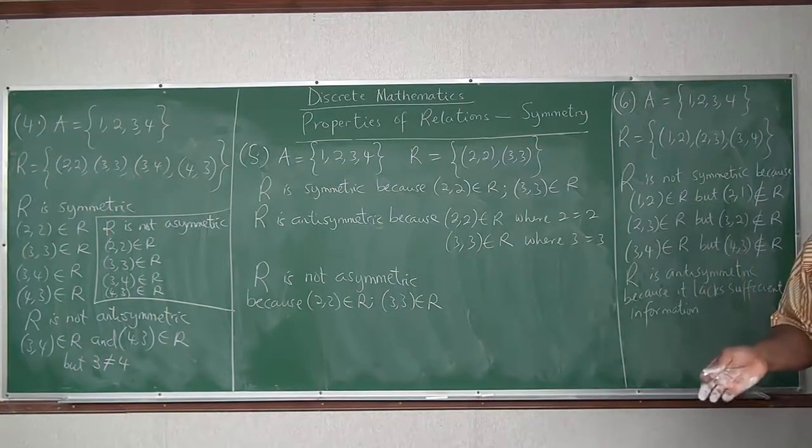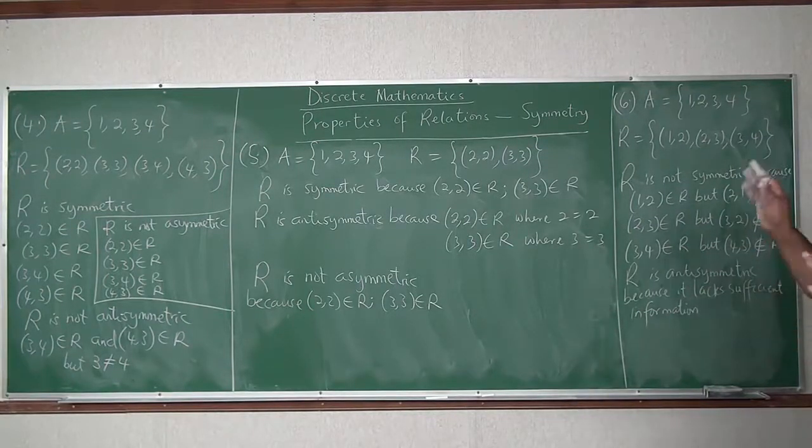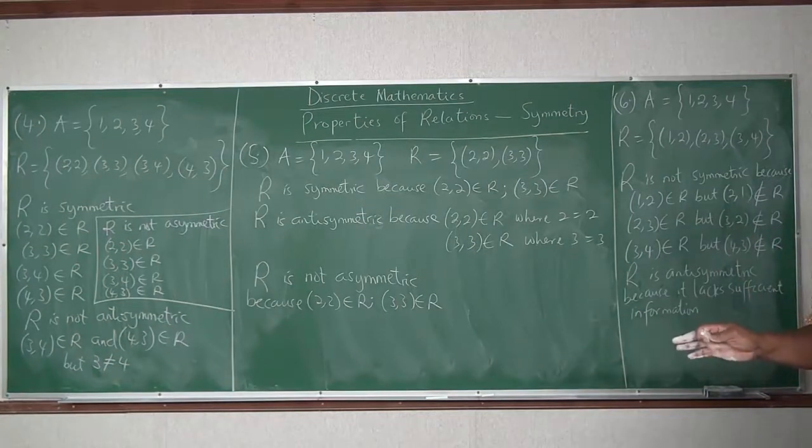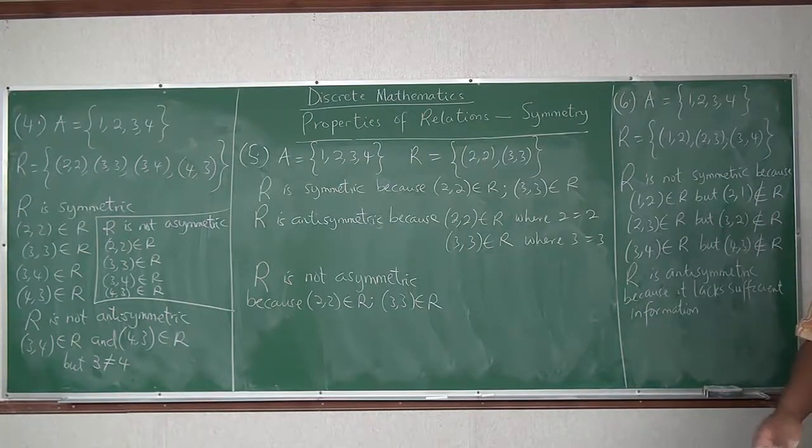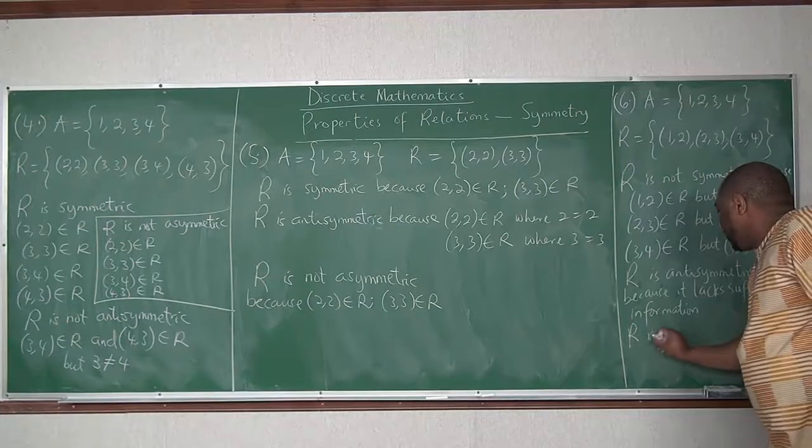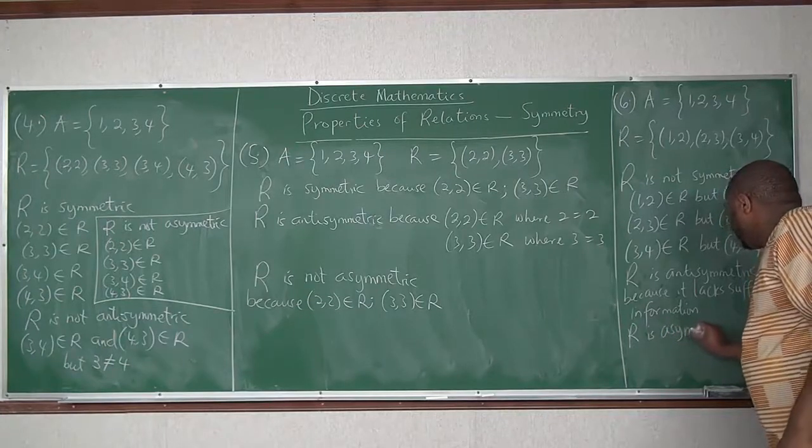Is it asymmetric? Yes, it's asymmetric. All these are one way. The edges are one-way streets. You have 1, 2, you don't have 2, 1. You have 2, 3, you don't have 3, 2. You have 3, 4, you don't have 4, 3. So arrow is asymmetric.